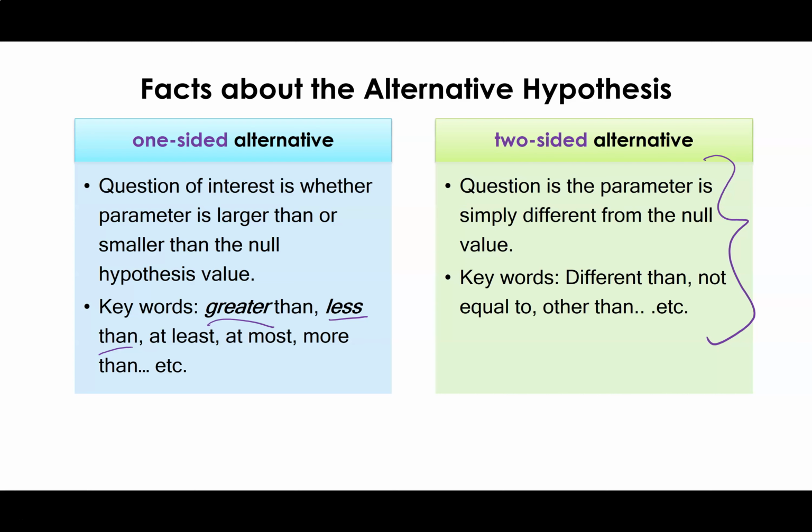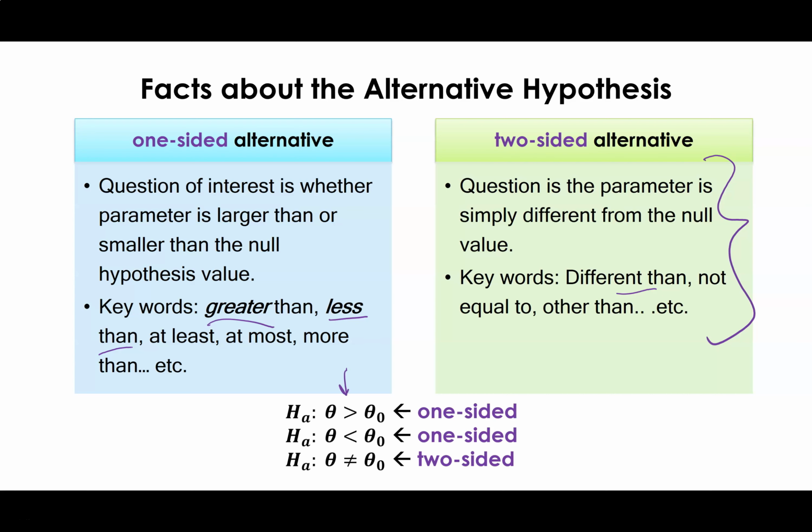If they just want to say, is there a difference in height between first year and second year OSU students? Well, we don't know which one we think is taller, so we want to look in both directions. So it's two-sided. So: different than, differs from, not equal to, other than. That kind of idea.